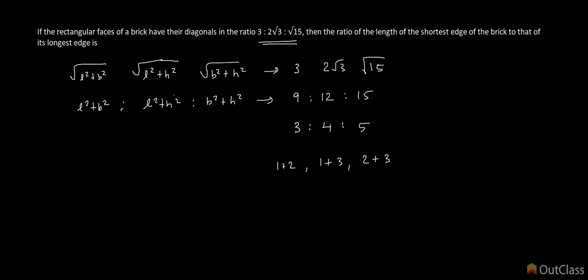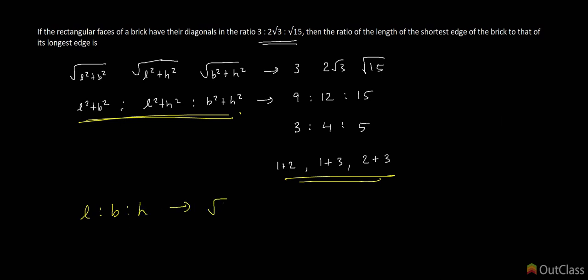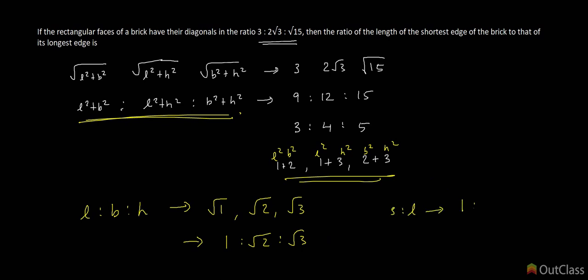And notice that this is corresponding to my L square, B square and H square. So it's basically L is to B is to H is root 1 is to root 2 is to root 3, because these were my L square, B square, H square, which basically means that the three dimensions are in the ratio 1 is to root 2 is to root 3. They're asking for the ratio of the smallest to the longest. Smallest to largest is 1 is to root 3. That's your answer.